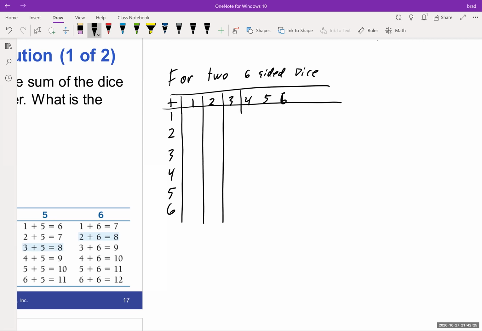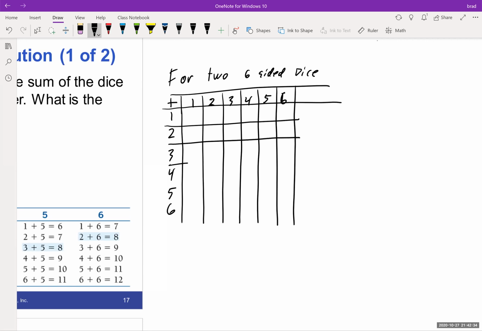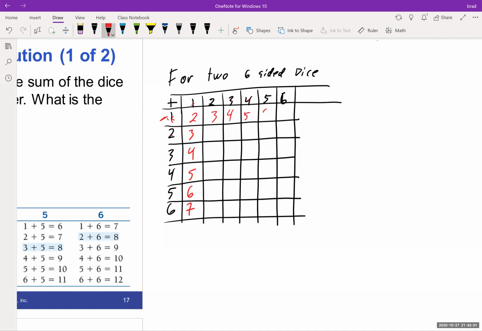So what I'm going to do is make little columns here and little rows here. I'm basically doing what your book is doing, but this works better for me. We're going to take combos of everything. So 1 plus 1 is 2, 1 plus 2 is 3, 1 plus 3 is 4, 5, 6, 7. Now we can go the other way. 1 plus 2 is 3, 1 plus 3 is 4, 1 plus 4 is 5, 6, and 7. Once you start doing enough of these, you see the pattern.